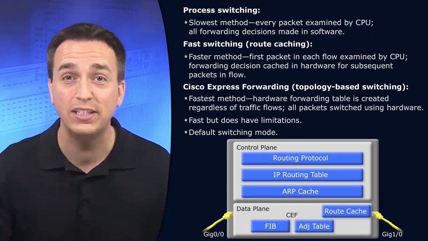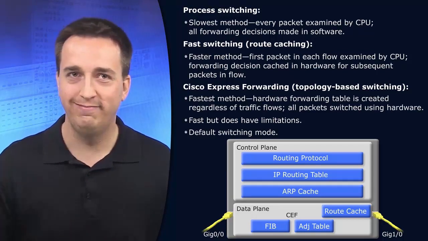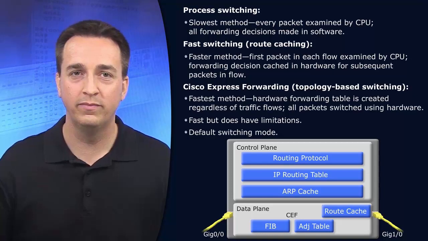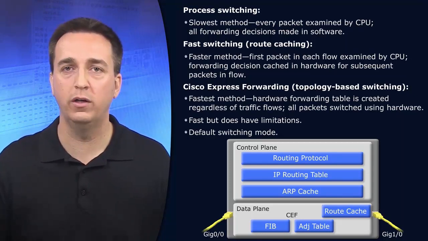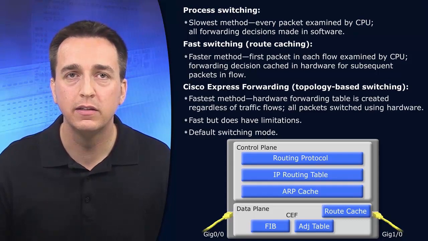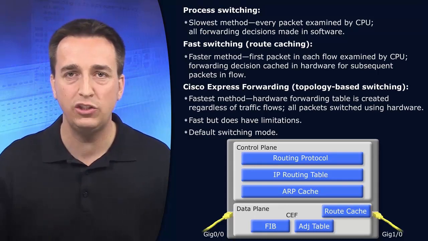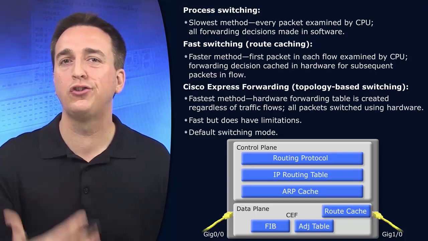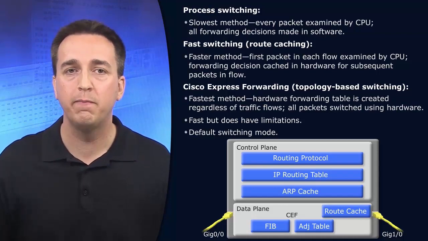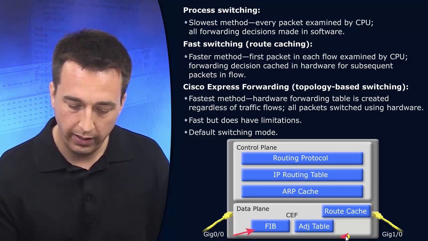Let's examine CEF now, Cisco Express Forwarding. This is the optimal switching method. It's also known as topology-based switching. The data plane, it's all about hardware, folks. There is hardware at the data plane that is extremely fast, and as a result, we don't rely on the software. We don't rely on the CPU to make the forwarding decision. So instead of asking the control plane what do I do with this packet, the information is stored in hardware down at the data plane instead. It's stored in what is known as a FIB, a forwarding information base, and an adjacency table.